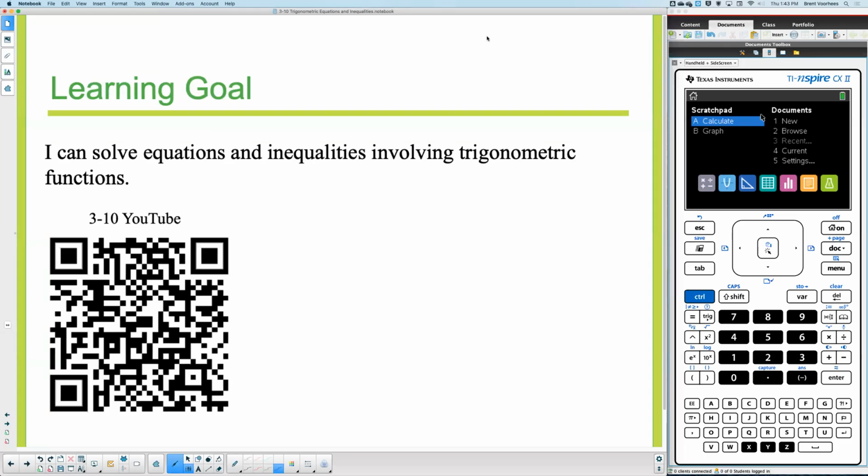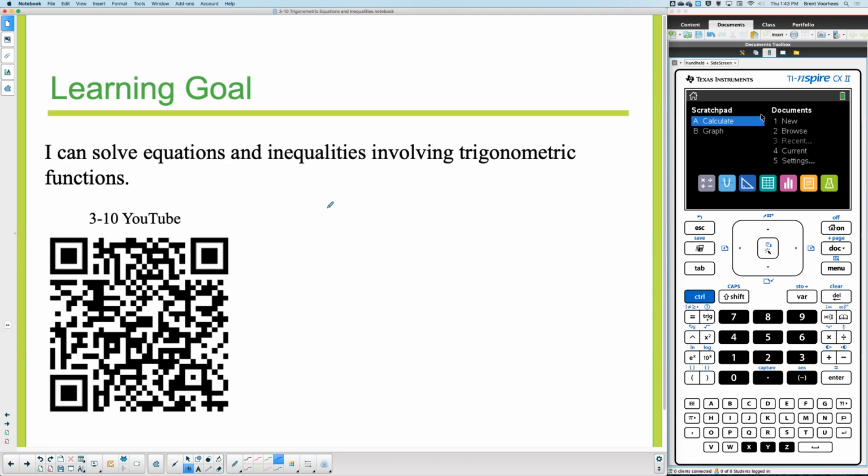Lesson 310. Today, we're going to learn about how to solve equations or inequalities that involve trigonometric functions. That's what we're going to look at today. So a whole bunch of solving.